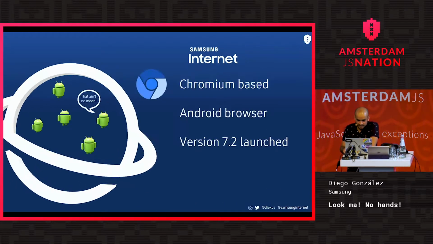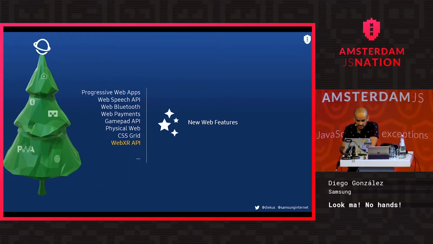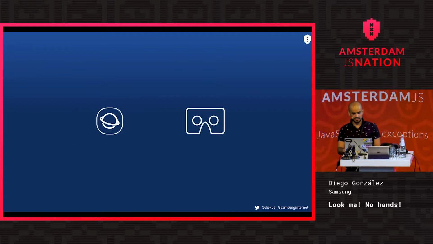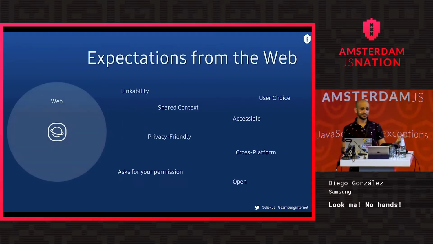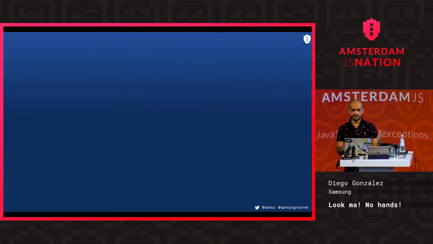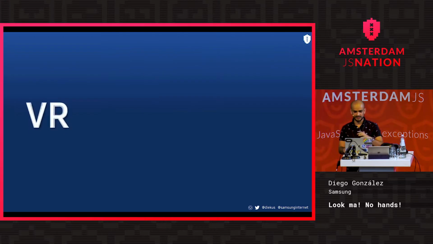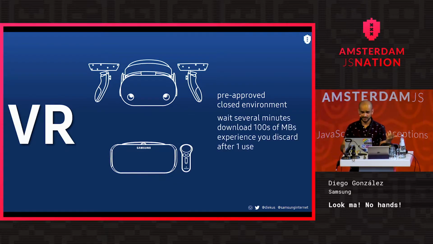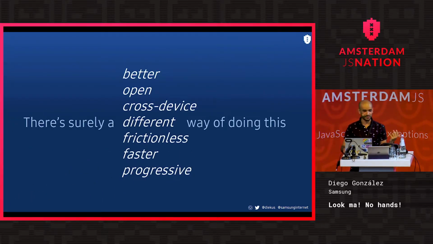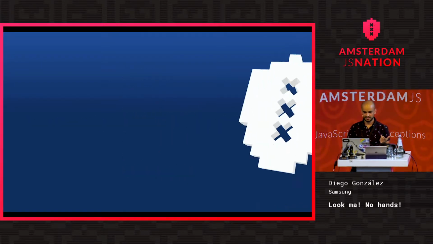So yeah, the story that I've been telling: Evergreen browser, new web features, and among these new web features are the expectations that users have from the web, and on the other hand, the expectations that users have from VR. And then the challenges that we have in VR, and the way that we are distributing and doing our experiences today. There's surely a better, open, cross-device, and especially frictionless way of doing this.